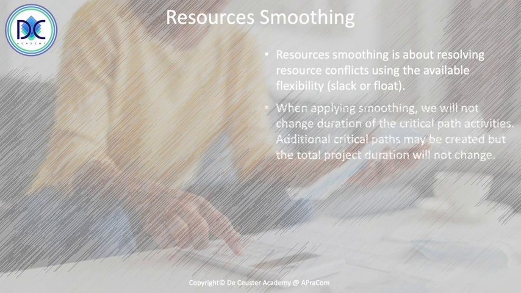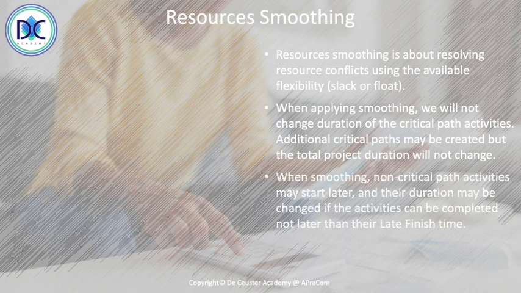Smoothing is about only using slack or float to resolve resource issues. The duration of the critical path activities will not change, but we may create additional critical paths, but the total project duration will not change. It means that those other critical paths have the same duration as the initial critical path.